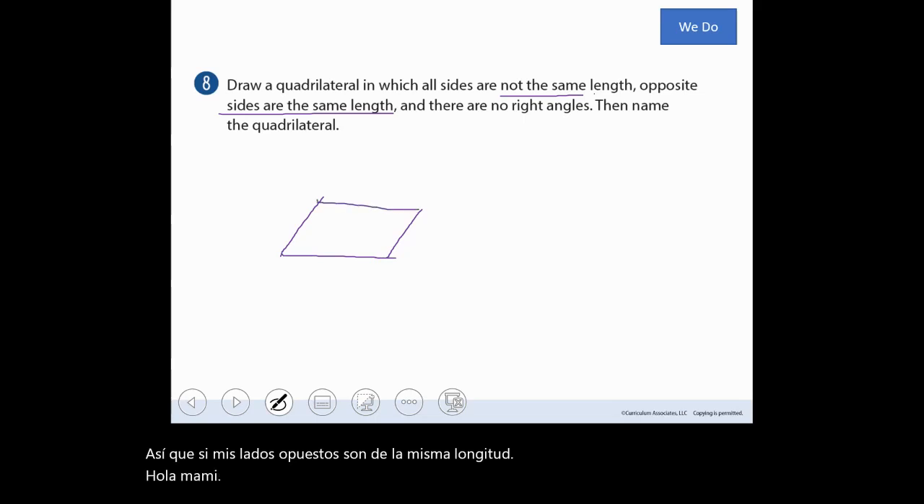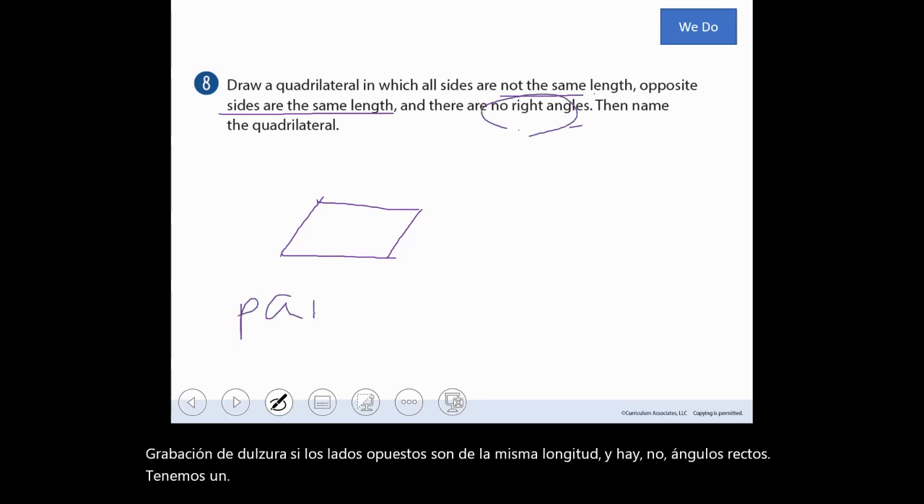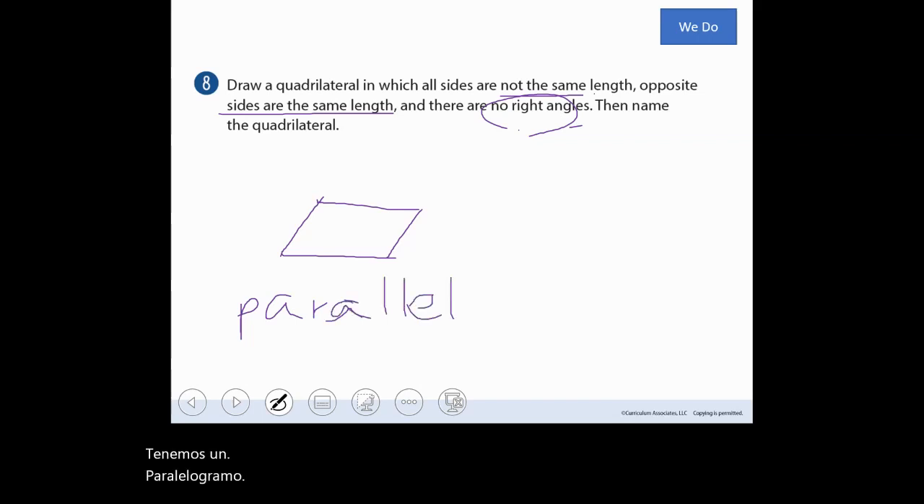If opposite sides are the same length and there are no right angles, we have a parallelogram. A parallelogram.